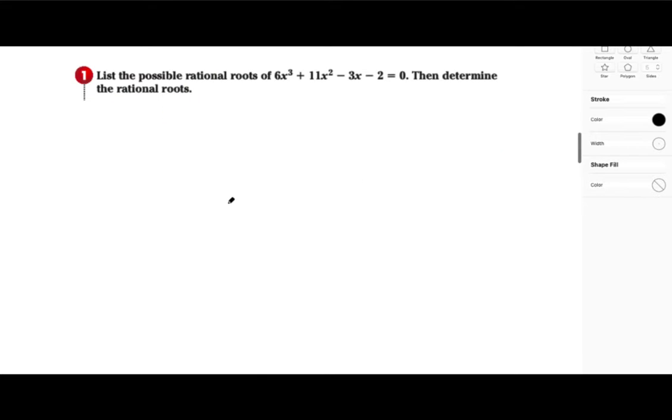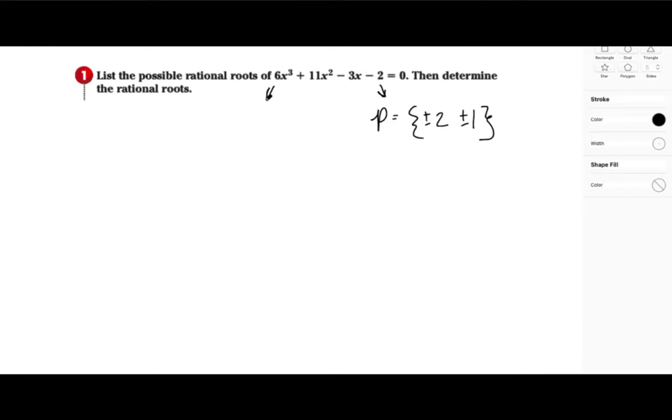So let's start with example 1. We're going to list the possible rational roots of this particular polynomial equation. Then we're going to determine the rational roots, determine which ones work. So remember, we're going to take the constant term and factor it, and that's going to be our list of p's. I think lowercase p and lowercase q is how I should write that. So our list of p's is going to be plus or minus 2 and plus or minus 1. Those are the only factors of negative 2, or of that 2 there.